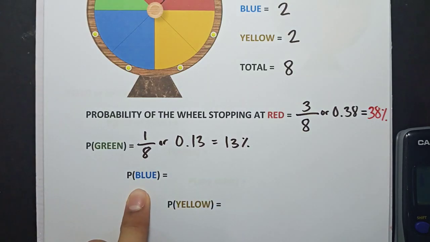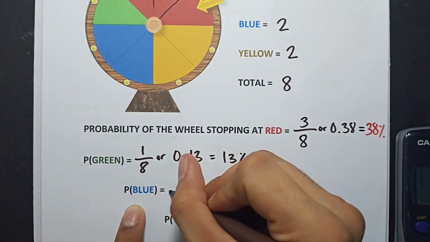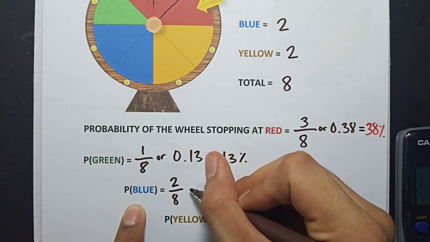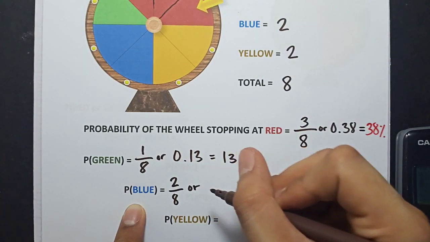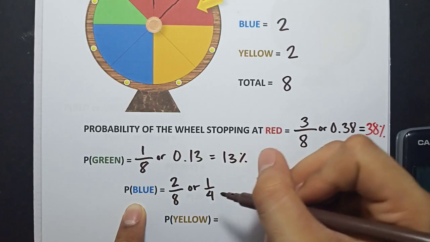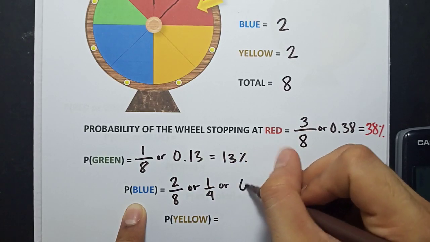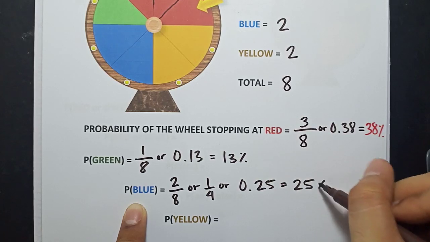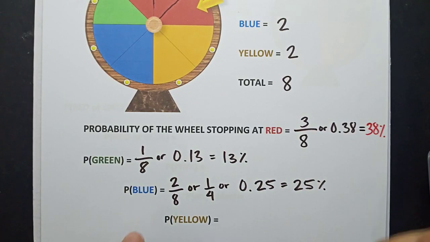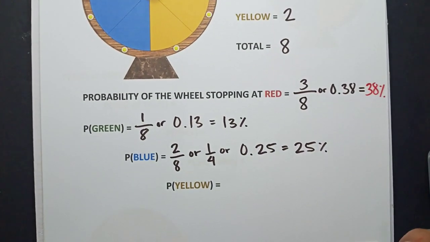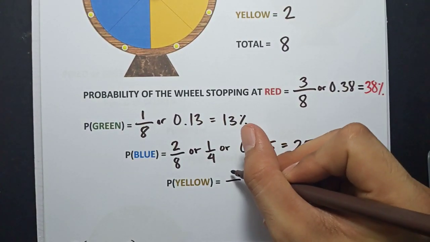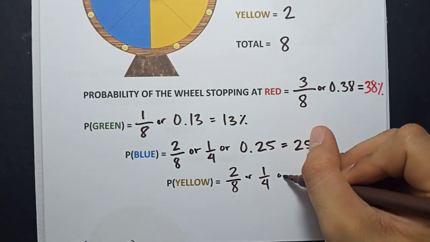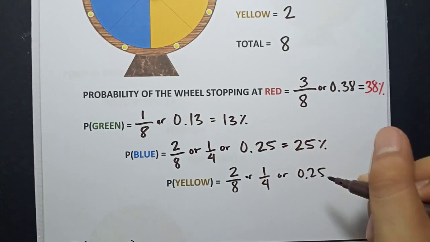Next, the probability of getting blue. How many are blue? 2. The total is 8. So 2/8. In lowest terms, that is 1/4. In decimal, that is 0.25. In percent, that is 25%. So, the probability of getting blue is 25%. How about the yellow? Same. 2/8, 1/4, 0.25. They're the same, equals 25%.